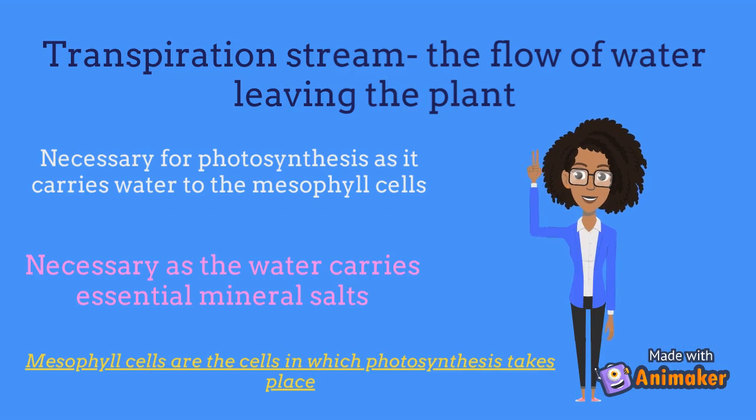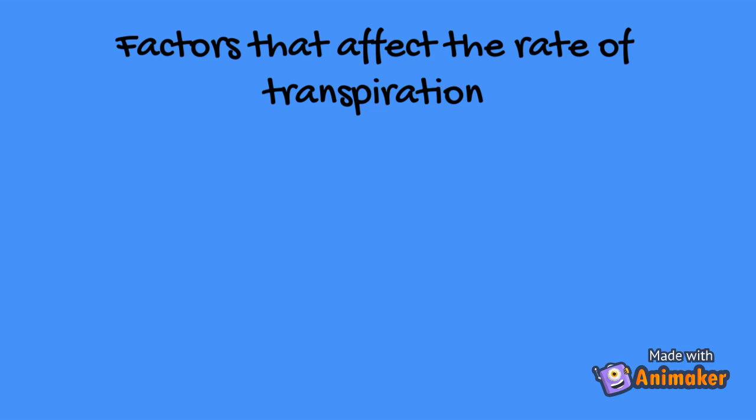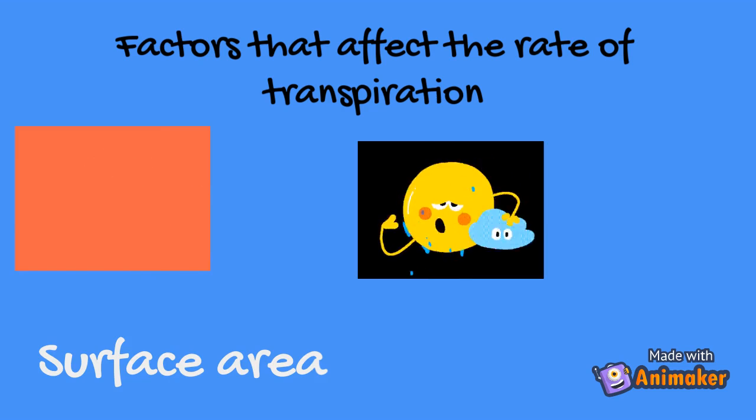The transpiration stream is the term used to describe the flow of water leaving the plant from the roots to the leaves. It's important because it carries water for photosynthesis to the mesophyll cells. The mesophyll cells are in the upper parts of the leaf where photosynthesis mostly happens. Another reason is because the water carries essential minerals dissolved in the solution. The rate of transpiration can be affected by a number of factors such as wind speed, temperature, surface area, and humidity.